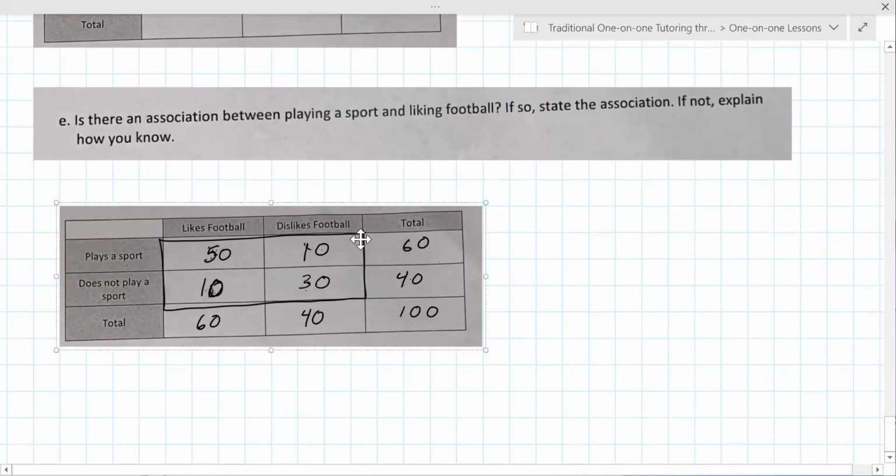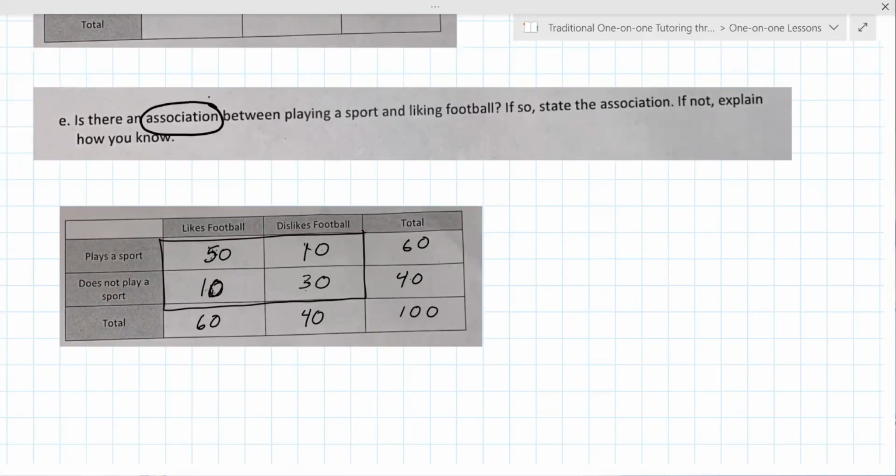Okay, so there are people that like football, and there are people that play a sport. The question is somewhat vague. There's an answer to this, but I don't know exactly what your instructor wants here. It's like, if you like football, does that mean you play a sport?